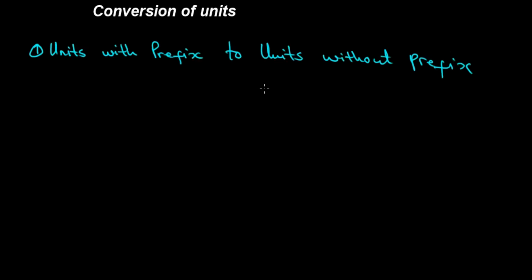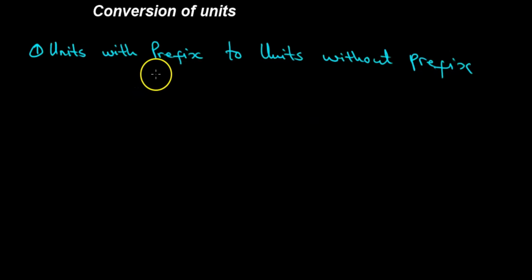To make this easier, I have classified this into 5 types, from the easiest to quite challenging ones. The first type is units that have prefixes to units that do not have prefixes. Now, I forgot to mention that in every conversion we are going to do, we are using the prefix. So make sure you have the prefixes in mind.